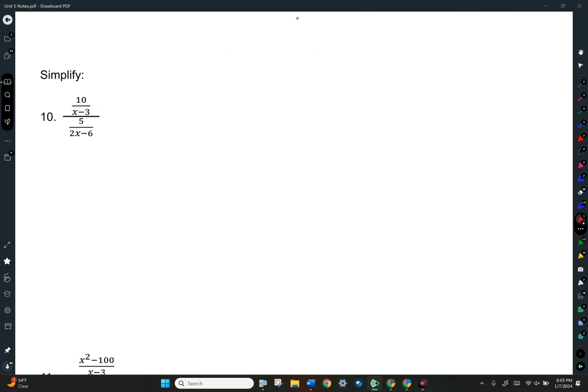And so what you have to do is you have to think of it as this fraction, 10 over x minus 3, is being divided by that bottom fraction. And so if you look at it that way, it's just like what we did in the previous page, right? Where you do kind of the keep, change, flip thing.